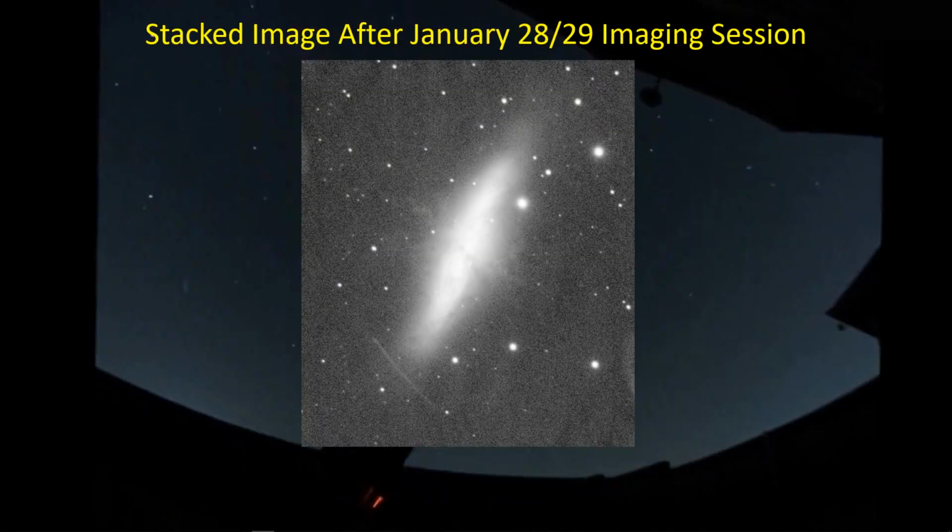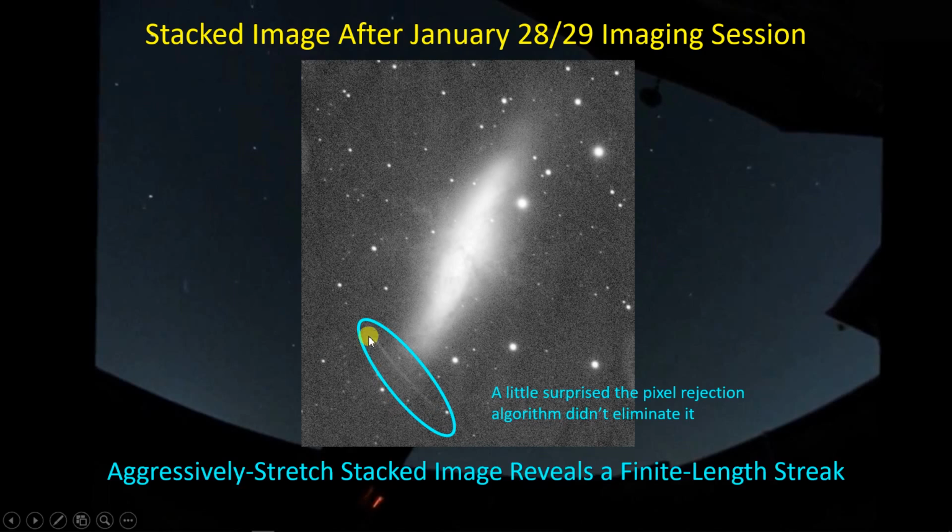Created a stack of all the images that I recorded. This is over about a 9-hour period on January 28th, 29th, and I ended up with this streak going across the base of M82 here. And it's odd in the first place because, as you know, with satellite trails we see a streak that goes across the entire image, but only one image because the darn thing is moving so fast. Here, this is a period of 9 hours, and I'm getting a very short, finite length streak just in this area here, and I'm actually just a little surprised that the pixel rejection algorithm in PixInsight didn't just delete it.